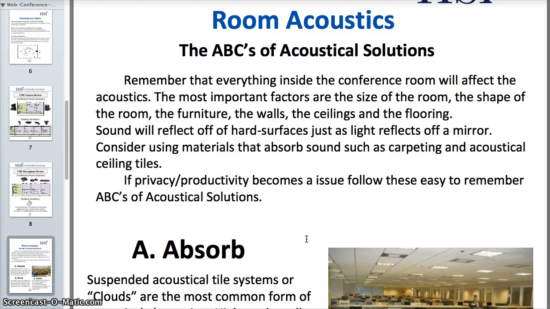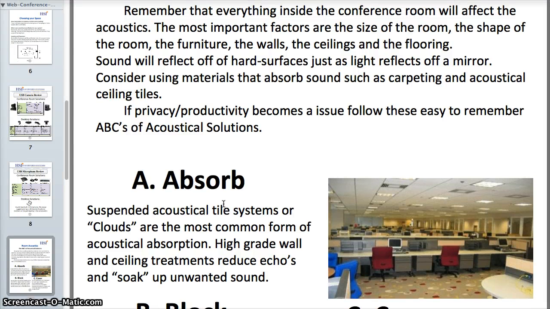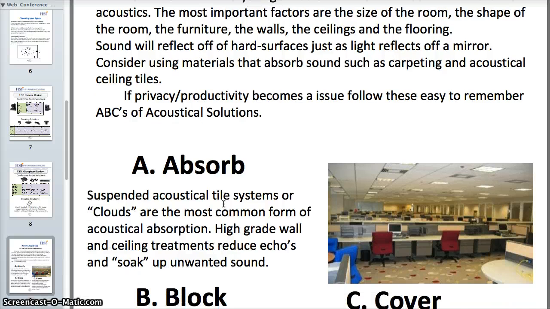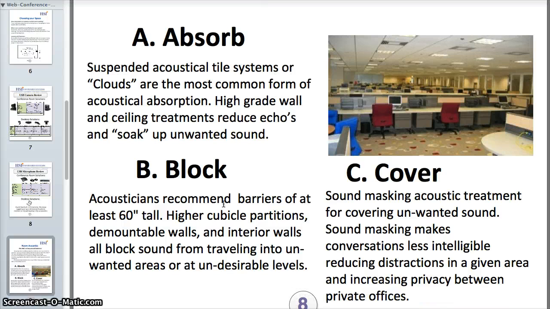I'll just try to be quick here and brief about the acoustics. Just remember that everything inside a conference room will affect the acoustics, and the most important things are size, shape of room, furniture, walls, ceiling, and flooring. If you have acoustical problems, the solutions are as easy as ABC. You can absorb the sound by putting up acoustical sound tiles. You can use soft furniture to absorb the sound.